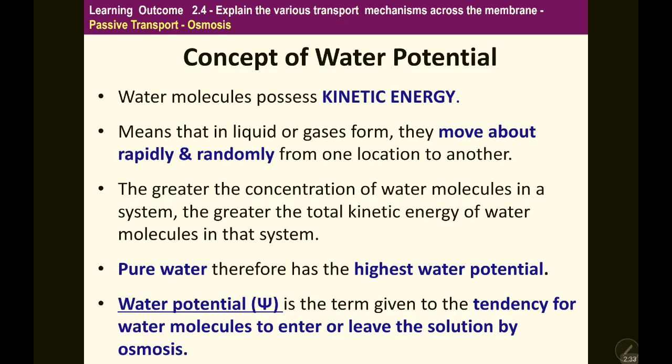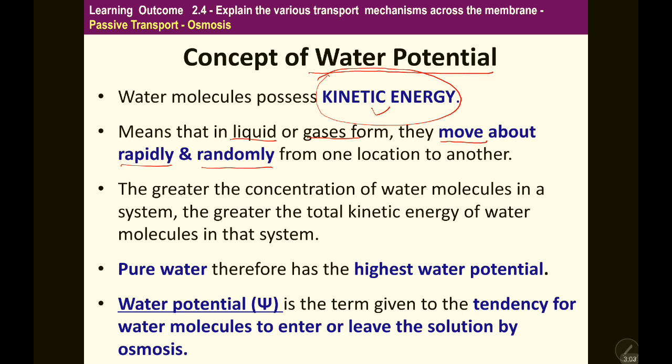So what is water potential? Like we said just now, osmosis goes from high water potential to low water potential. All water molecules have kinetic energy. What does kinetic energy mean? It is the energy for the molecules to move. Water molecules exist either in liquid or gaseous form, so they move rapidly and randomly from one location to another. This is the kinetic energy.